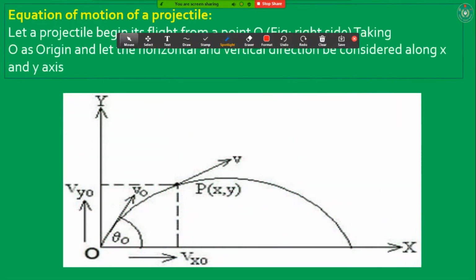Equation of motion of a projectile. Let us suppose this is our origin. From here, a body is thrown with a velocity v naught at an angle theta naught. So you are getting vx0 and vy0. At any point, except our maximum height, you will get these two components of velocity. Let's see.